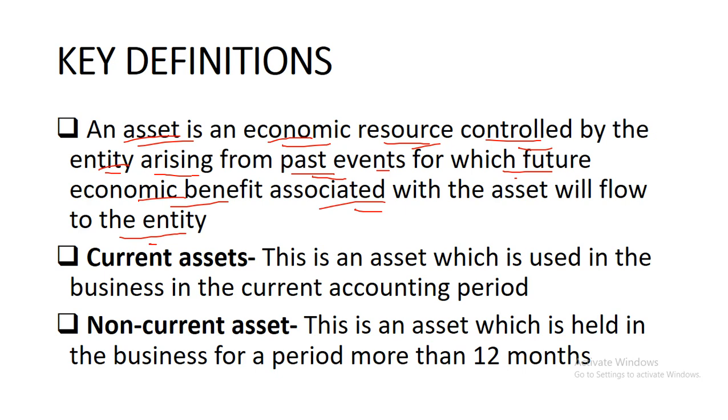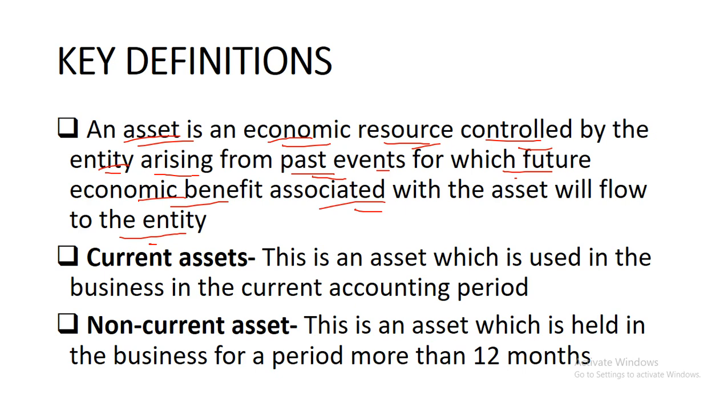So we currently control the particular asset, resulting from past events. Maybe we bought it 2 years ago, 3 years ago, or maybe 4 years ago. But we currently control it. So control is very, very important. We control that particular resource resulting from past events.